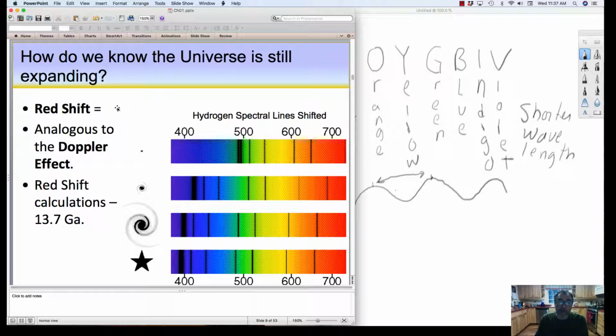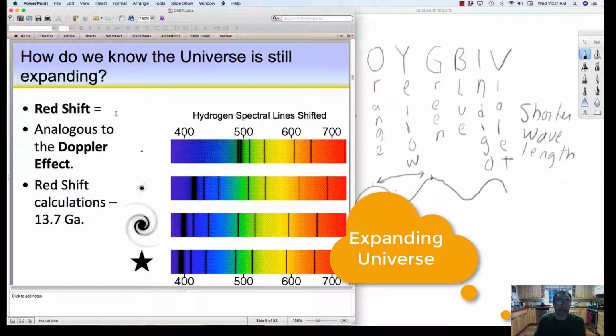So this is what redshift means: when we look out into the cosmos, the light we see from stars, this hydrogen, indicates that the galaxies, the stars, are moving away from us, right? So that emphasizes the expanding universe.